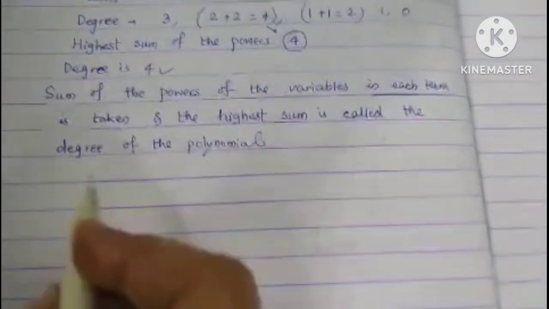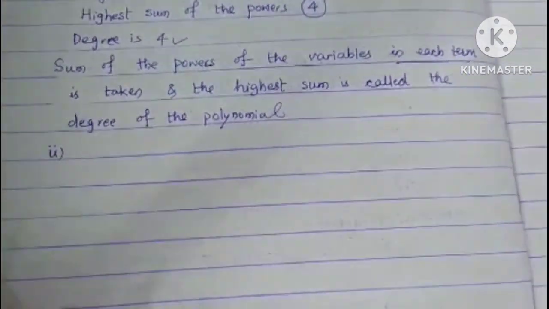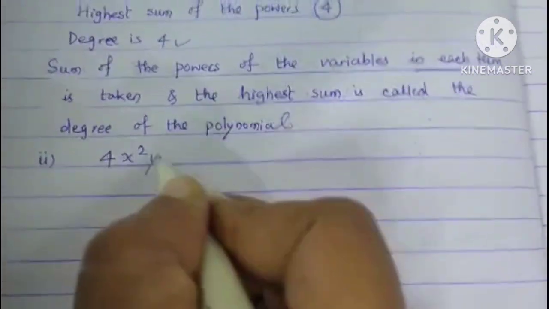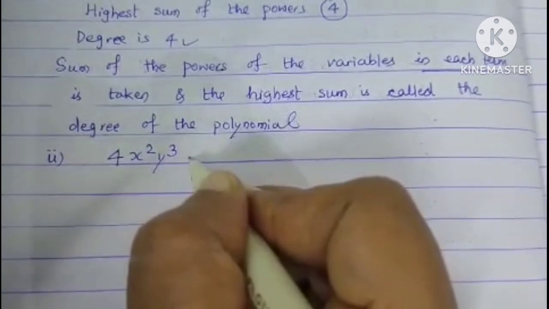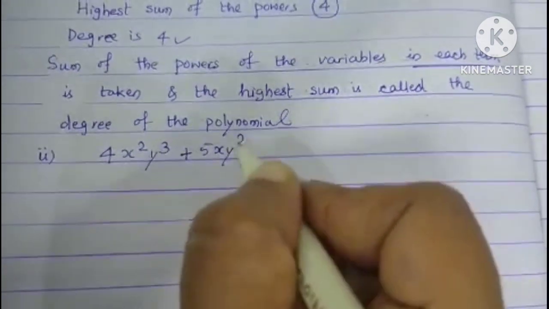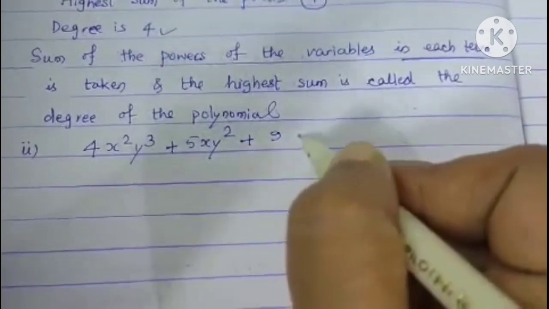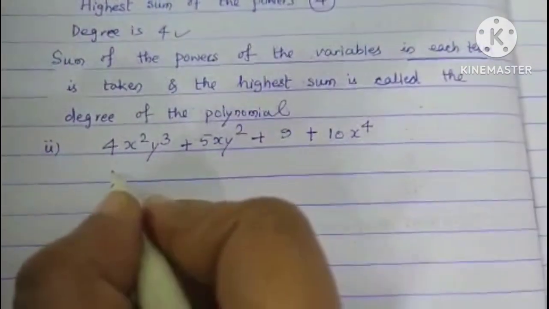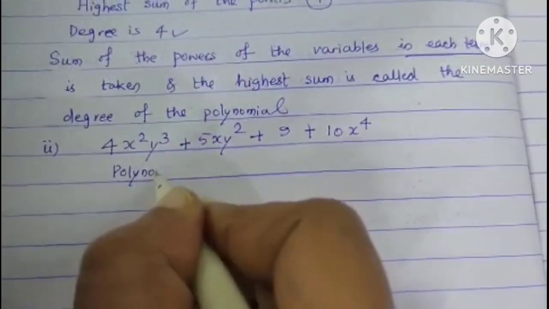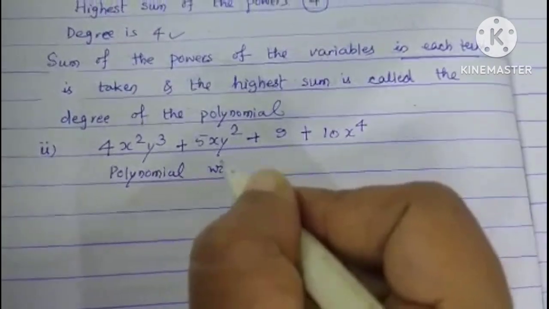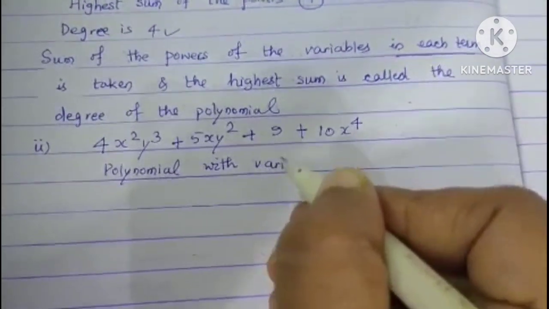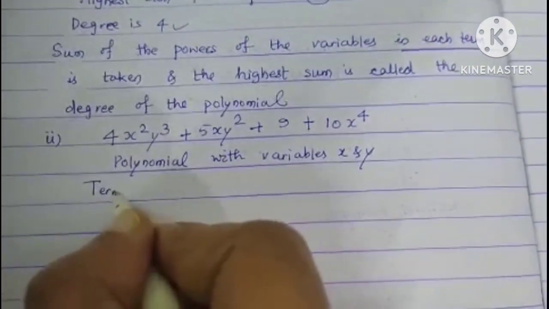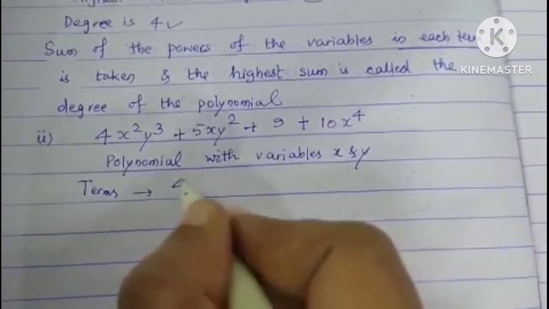Let us take another example, so this will give a clear view: 4x square y cube plus 5xy square plus 9 plus 10 x to the power 4. This is also a polynomial with two variables, x and y. How many terms are there? Suppose we write the terms: 1, 2, 3, 4.